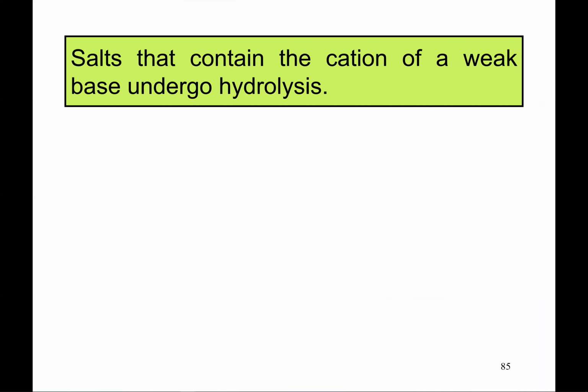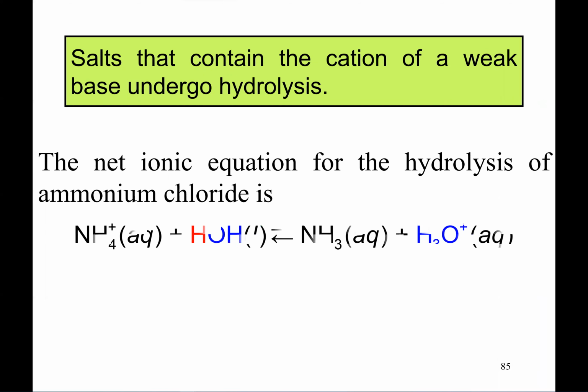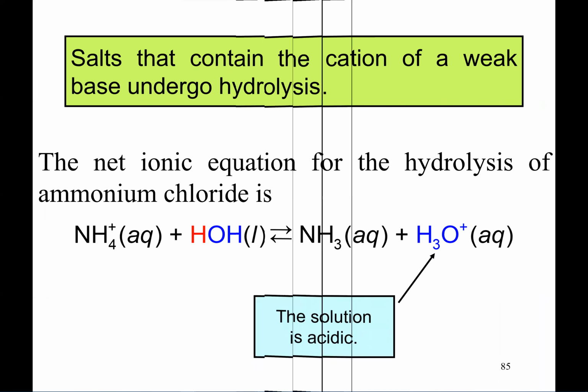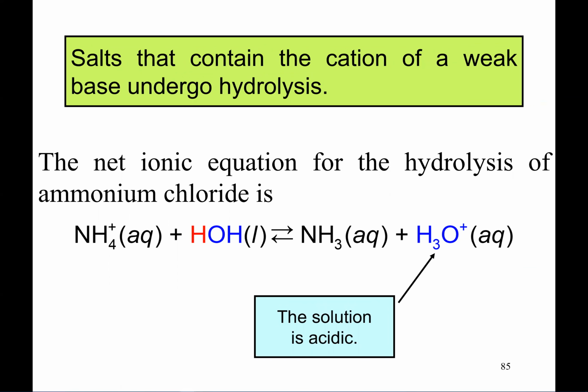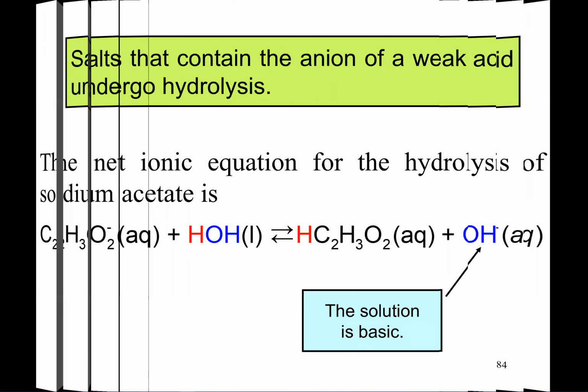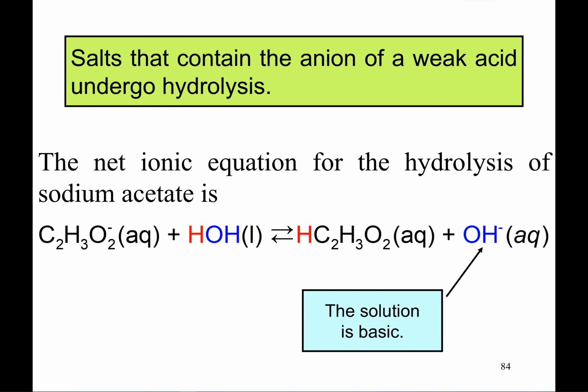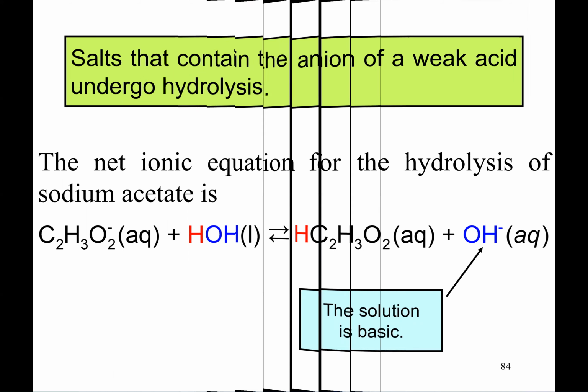Salts that contain the cation of a weak base undergo hydrolysis. Ammonium chloride there. You have the ammonium ion plus water molecule goes to form the ammonia in solution plus the hydrogen ion, the water molecule splits, the solution is acidic. So essentially, if you have ammonium chloride, the solution will be acidic. The previous one, if you have sodium acetate, the solution is basic.